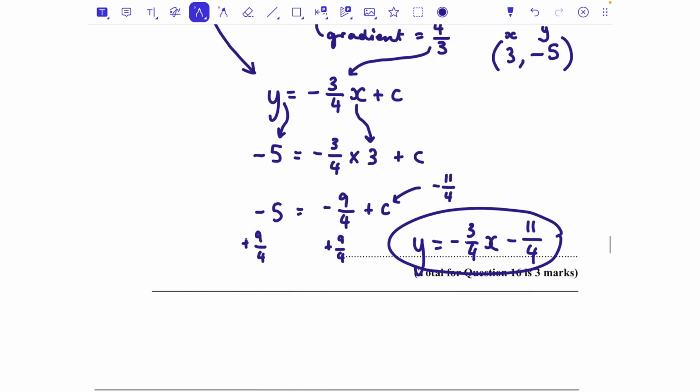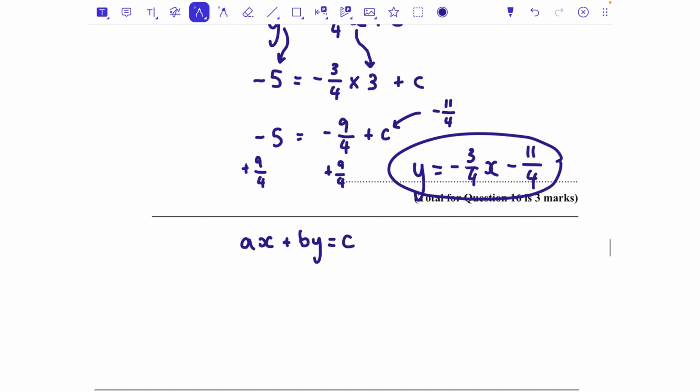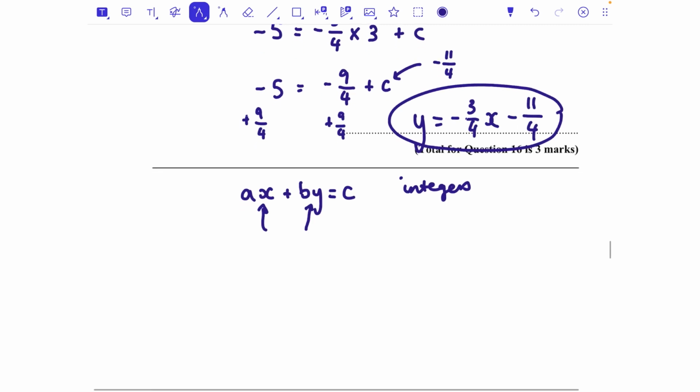Now, sometimes they say, can you get that in the form ax add by equals c? And all that means is, can you get the x and the y on the left-hand side of the equation and the c, the constant term, on its own? And we don't want any fractions. Sometimes they'll say as integers, whole numbers. Common on the very, very end of the paper. So let's have a look at how we might do that. You didn't have to do that for this question, but it's good knowledge to have.